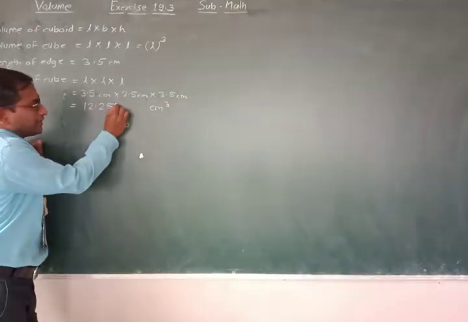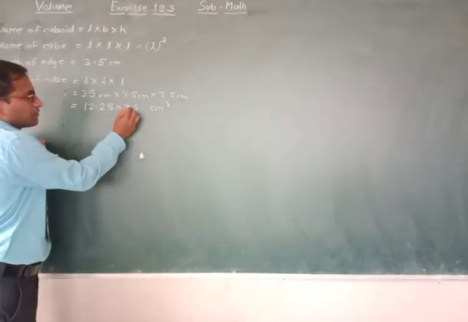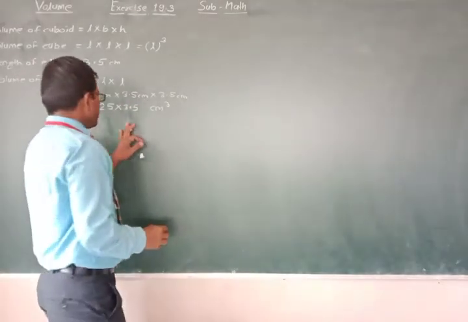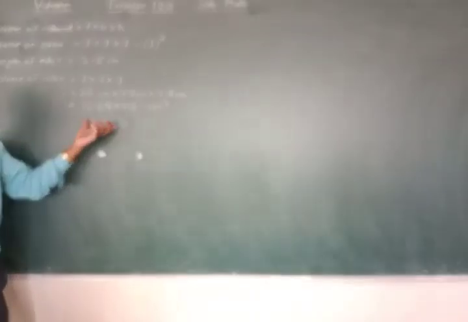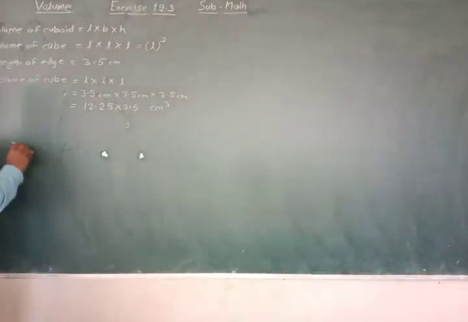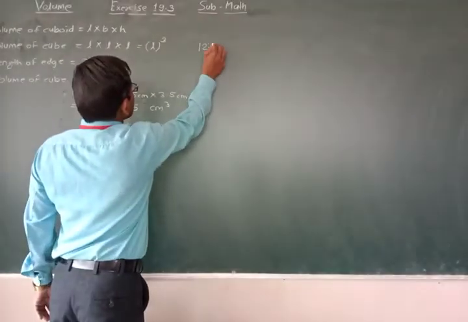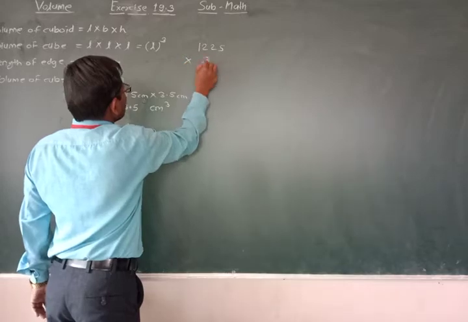Then 12.25 multiplied by 3.5. So again, you leave the decimal point and only do the multiplication here. 1225 multiplied by 35.